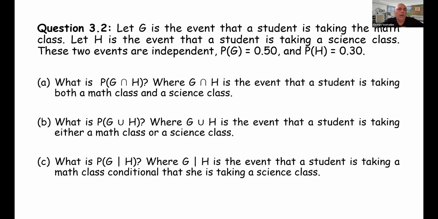So we have two independent events, G and H. G represents the event that the randomly taken student takes the math class, and H represents the event that the randomly taken student takes the science class. And probabilities of G and H are 50% and 30% respectively. And we have three questions to answer.